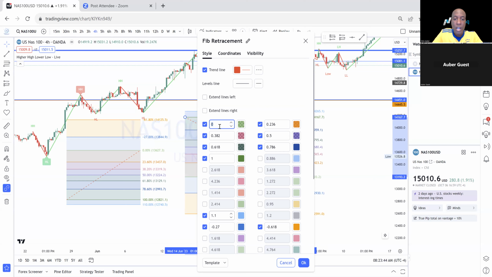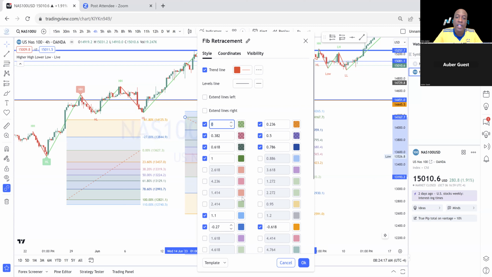Okay. So I have my 0%, on the left side, I have my 0%, and I have my 0.382. Notice that I have different colors for each of them. Then I have my 0.61 or my 61.8%. Then I have my 1, which is my 100%. Then I have my 1.1. Then I have my minus 27%, all on this side right here.